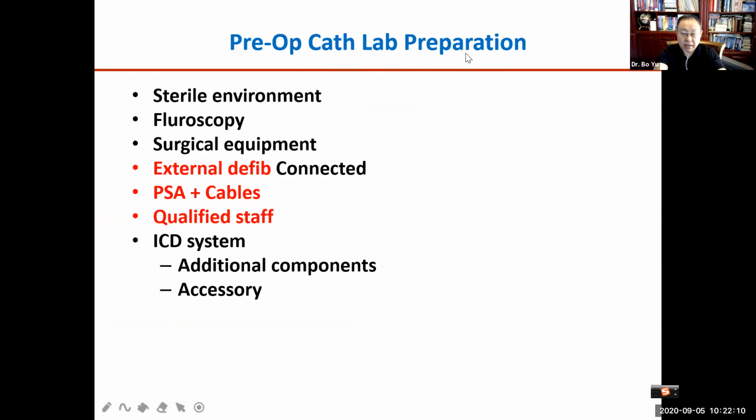Pre-operation cath lab preparations are just like for pacemakers, but you have to have an external defibrillator connected and also pacing cables connected, and you need qualified staff present.